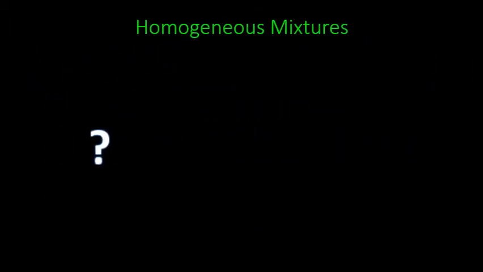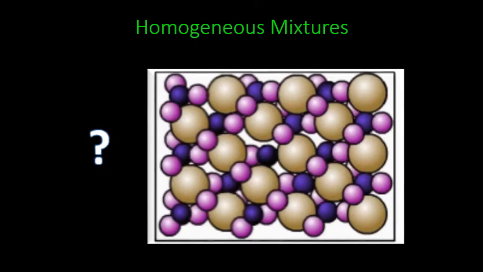So take a look at this picture. Is it a solution? Is it a homogeneous mixture? Yes, it is. And one way you can tell when looking at the atomic level whether or not it's a mixture is there a nice even pattern. That's pretty much what you want to ask yourself. If there's a nice even pattern, then yeah, it's a solution. It's a homogeneous mixture.